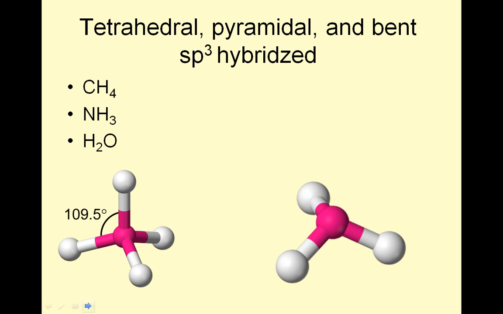Tetrahedral, pyramidal, and bent are all sp3 hybridized. I did CH4 before. I did NH3 before. NH3 would look like this. Okay. CH4 would look like this.